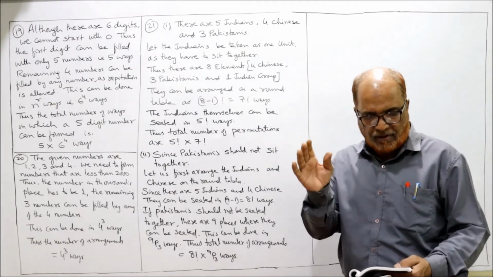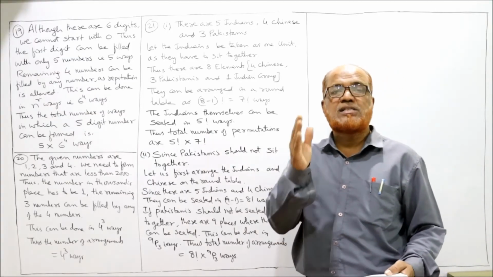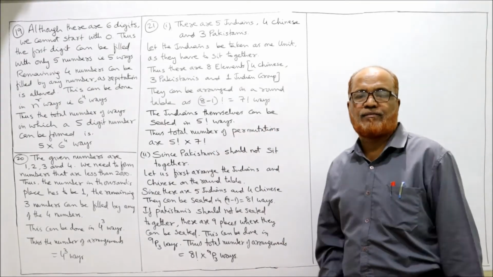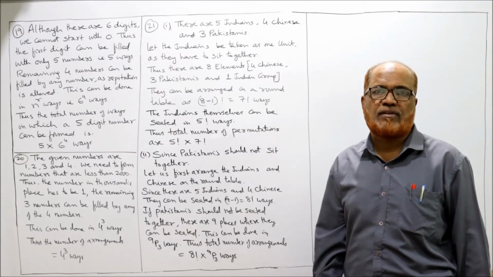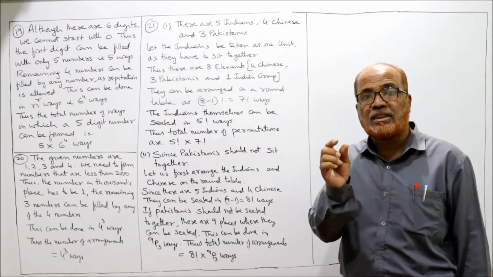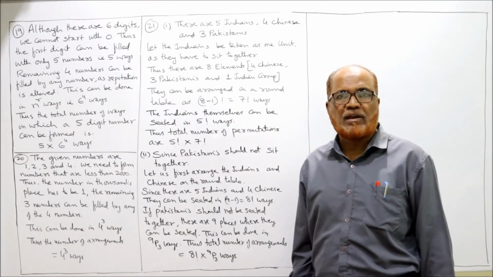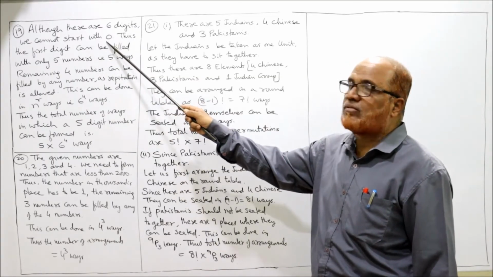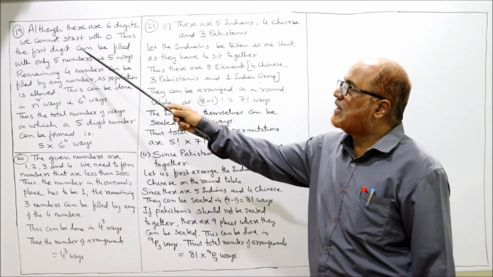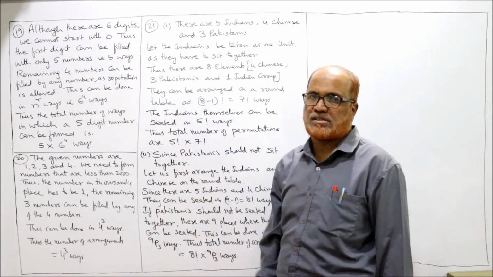Find the number of 5-digit numbers that can be formed using the digits 0, 1, 2, 3, 4, 5. That means we have 6 digits. But we cannot begin with the number 0. Although there are 6 digits, we cannot start with 0. Thus, the first digit can be filled by only 5 numbers, that is 5 ways.